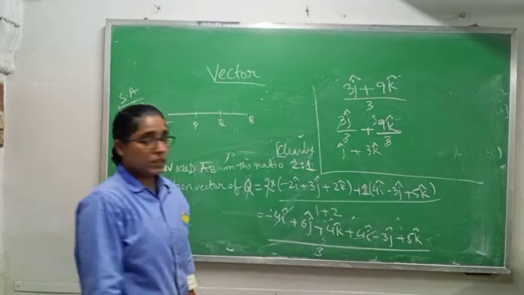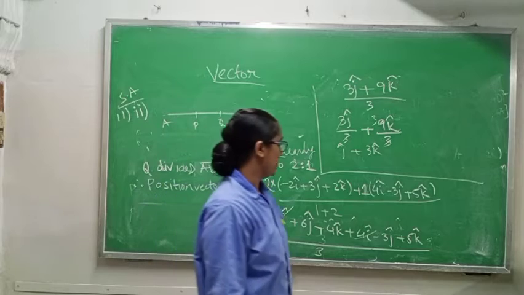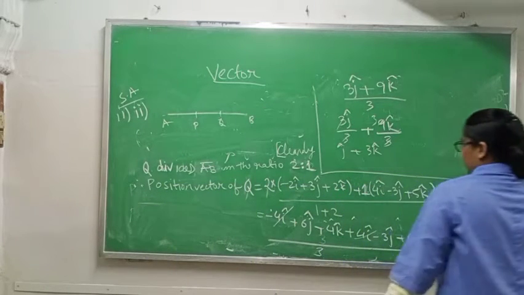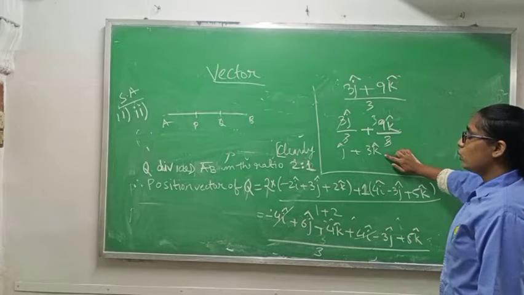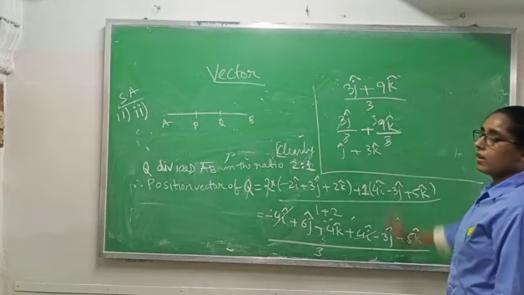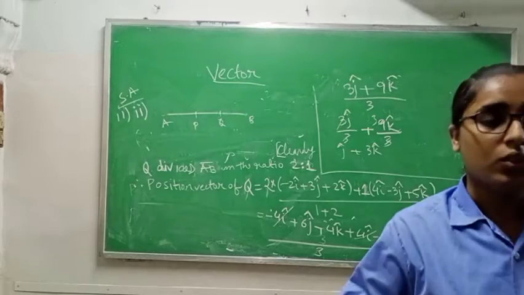So when P is dividing, you are getting that answer, and now when Q is dividing, you are getting answer j cap plus 3k cap. Okay, copy this one.